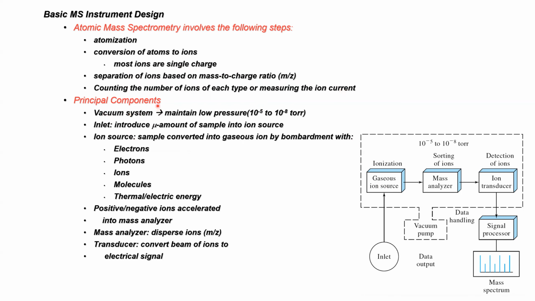The principal components of a mass spectrometer are going to be the vacuum system. This is going to be needed to maintain the low pressures required. We're going to obviously have an inlet, because this is where we're going to get the micro amounts of the sample into the ion source.